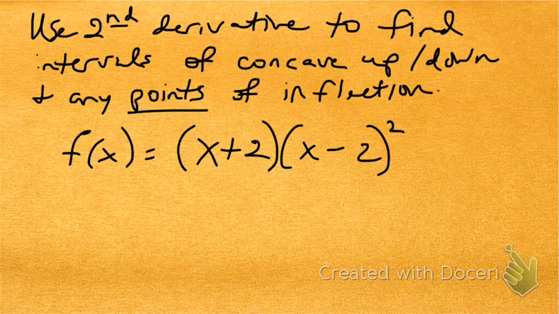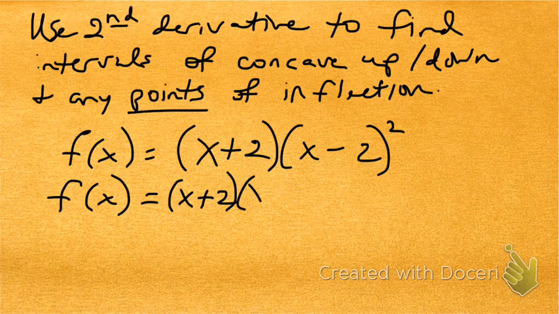So our task is to use the second derivative test to figure out where our function is concave up or down and any points of inflection. Before we can get to that, we'd find the first derivative. And yes, I could use the chain rule, but I think no, let's just go ahead and rewrite the function.